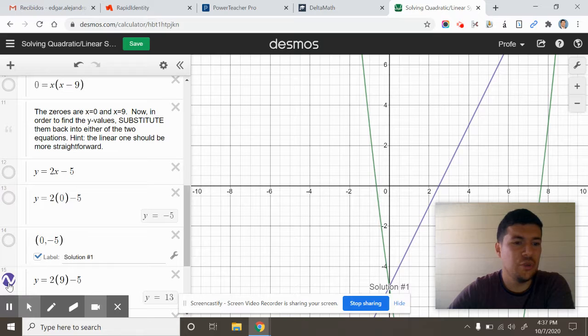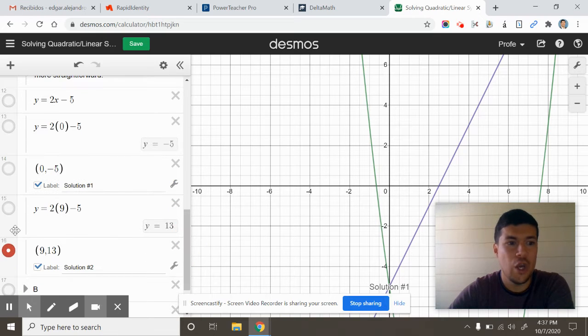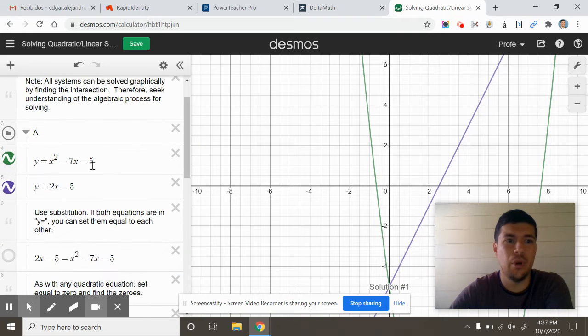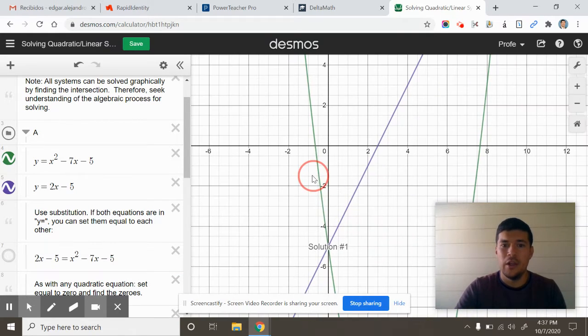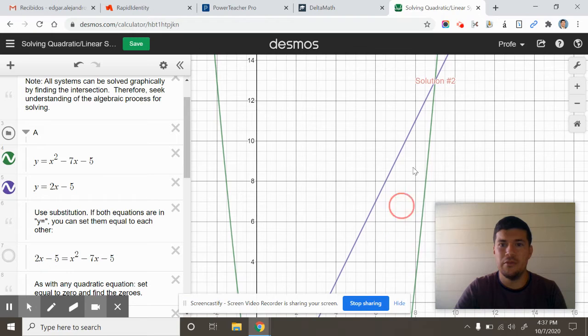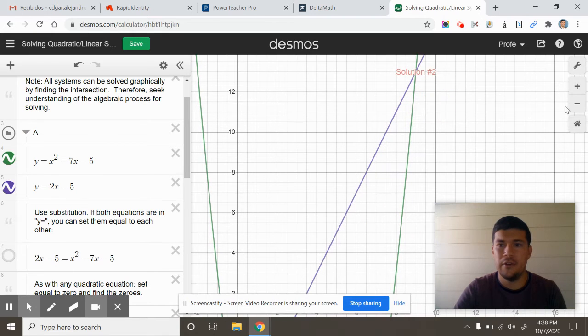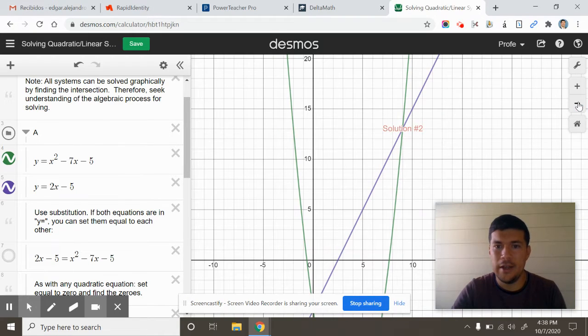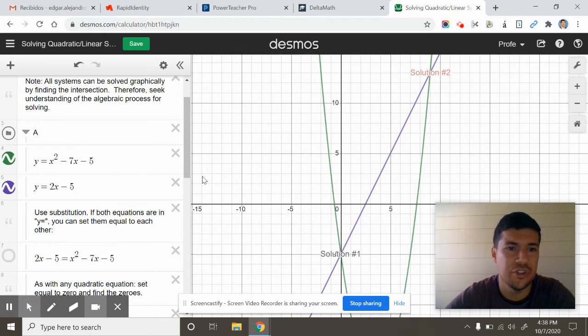Because a solution to a system means what xy value satisfies both of these equations. In other words, what's the point that they have in common? Well, you could probably tell that they intersect at 0, negative 5, and over here at, it looks like 8, 13, something like that. So the intersections are the solutions.